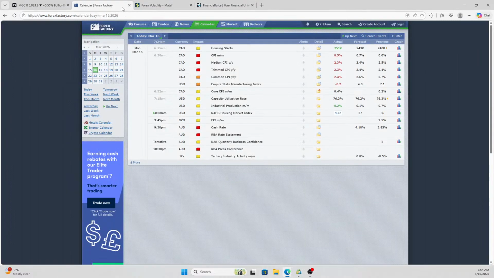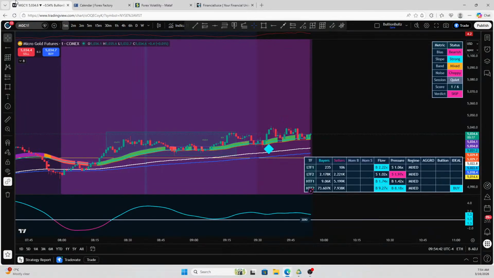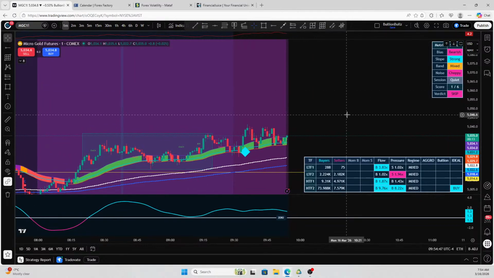We want to quickly go and check if we have any news coming out which might impact. So we see President Trump is going to be speaking in about 2 hours. So this could be one of the reasons the market is kind of slow, because the market is waiting for the direction post his speech, and that's why we don't see a lot of volatility right now in the market.